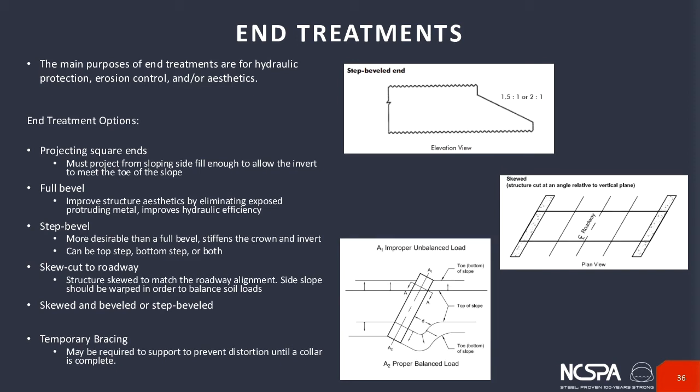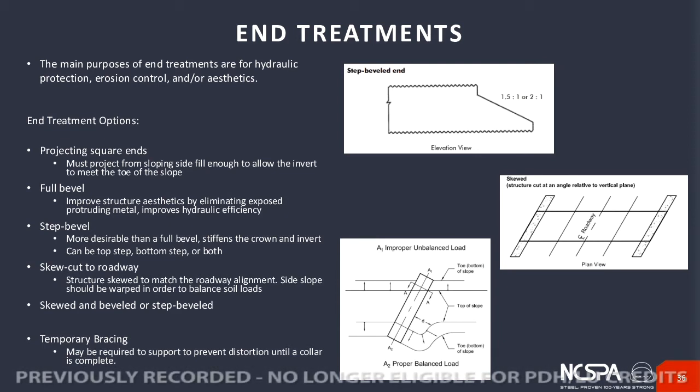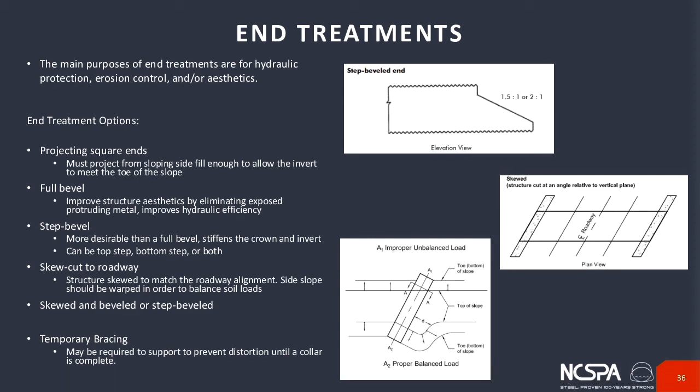So a step bevel is preferred, and there's a picture of that in the center of the screen here. We try and limit that to a 1.5 to 1 or a 2 to 1 range, because you get a little bit more stability, but you're still cutting into your pipe, so you're losing a lot of your strength there. Another option is a skew cut.